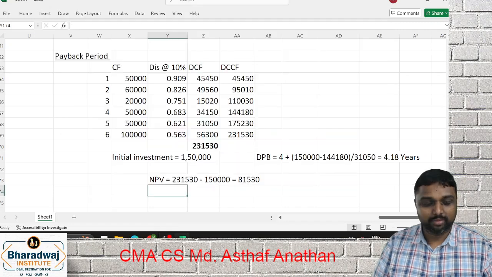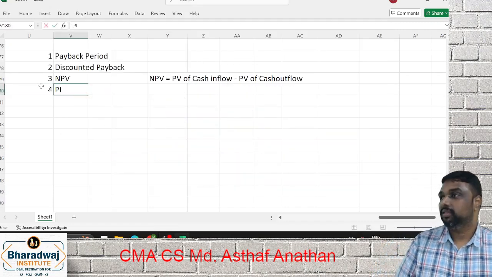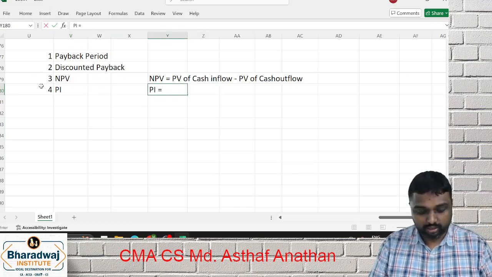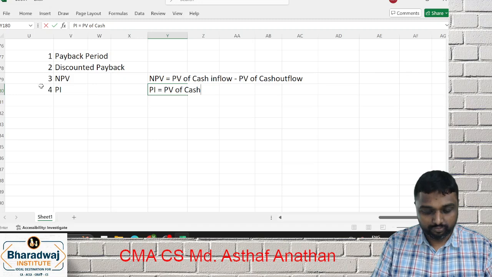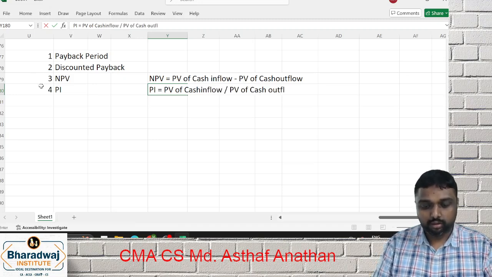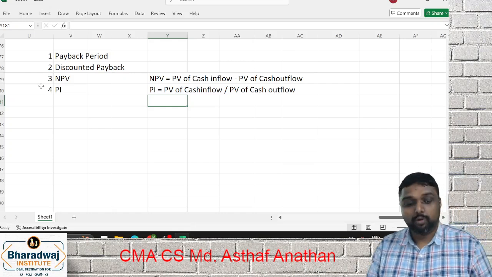For that, we have another method called profitability index. There is a formula for that also. Profitability index is equal to present value of inflow divided by present value of outflow. Are you able to recall? Yes or no?